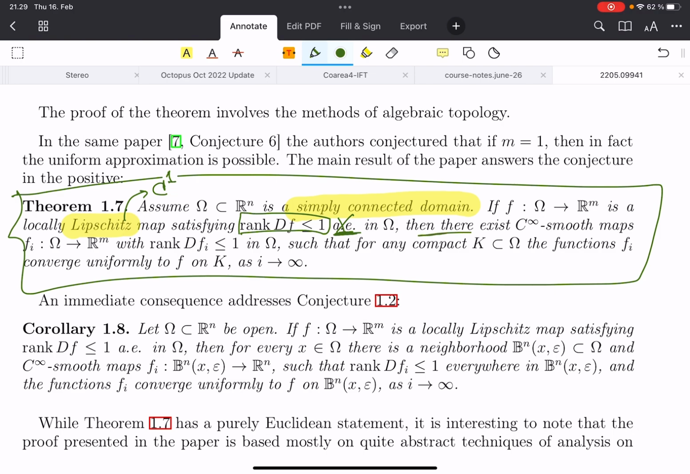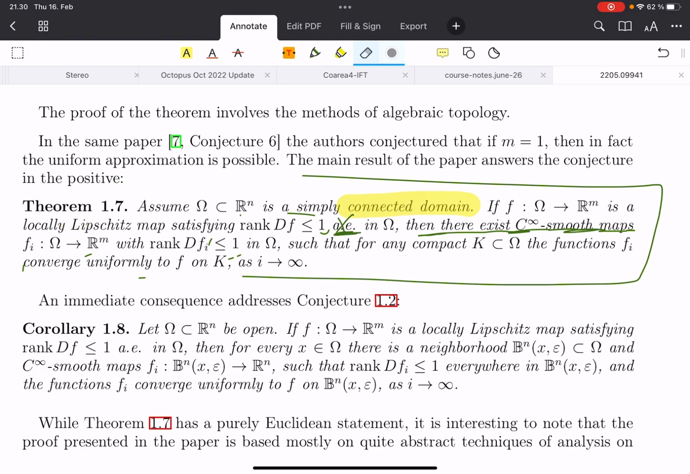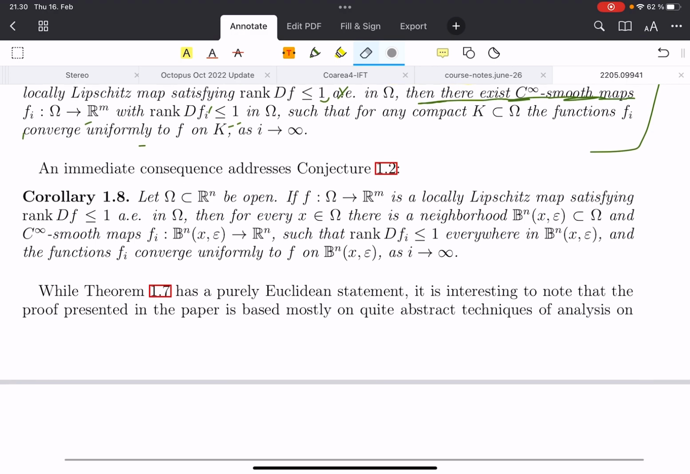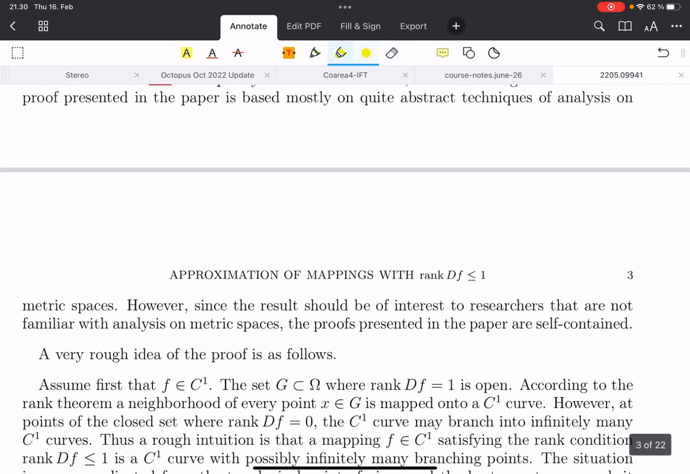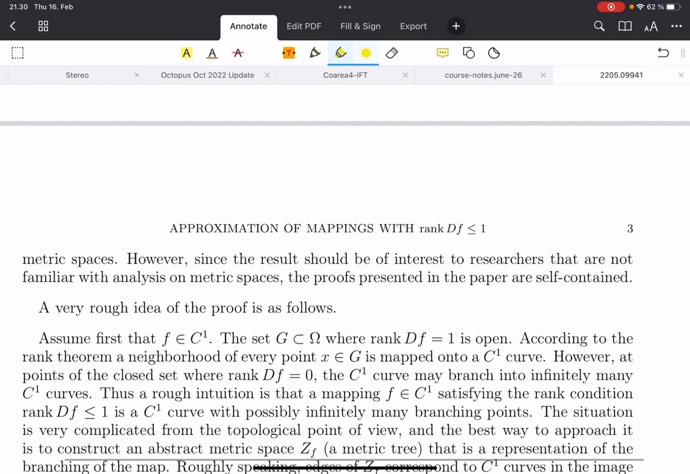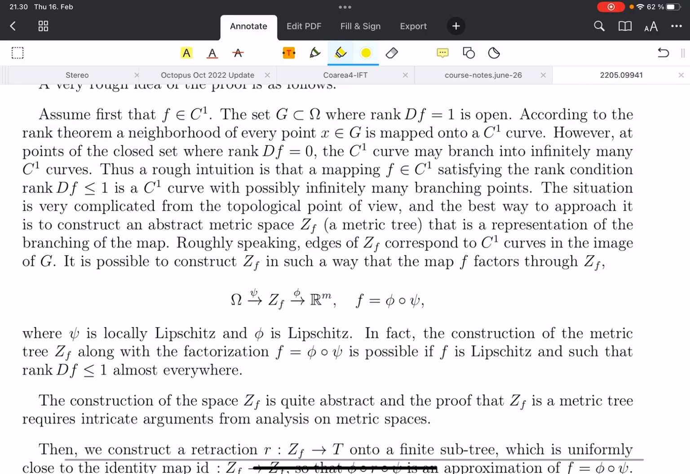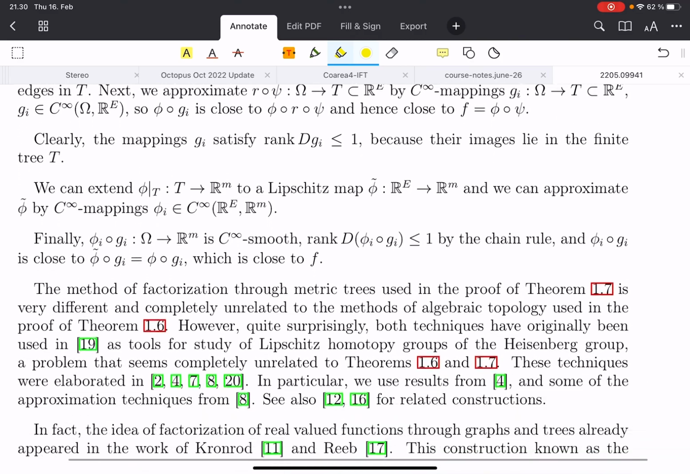Okay, then there do exist infinitely smooth maps that approximate the function uniformly on compact sets and such that their rank is also never more than 1. So that is the positive answer to the conjecture in the case of rank 1. And the corollary is a local version of that. A point of interest here is, again, go back to this paper's introduction and read it. As I said, the introductions are written very well. Here's a summary of the idea of the proof.